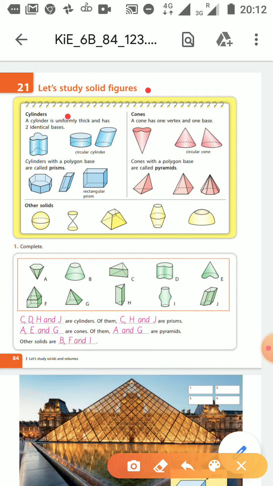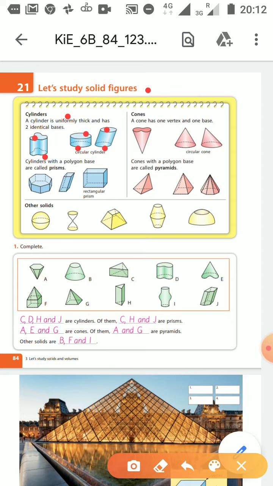There's cylinders. These have two identical bases. That's the top and bottom are the same. If you look on each shape, you see the top and bottom are the same shape. That's what a cylinder is, and it's round. Okay. Now, a cylinder with a polygon base, that's a multi-sided shape, is called a prism.